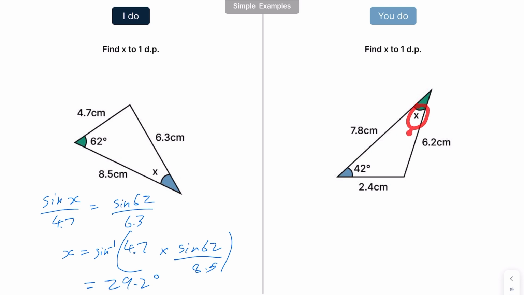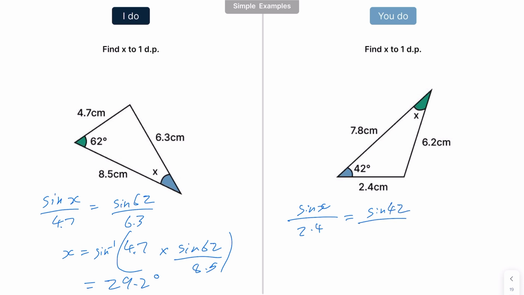So we are looking for x. Does x have a side opposite it? Yes, it does. So let's start there then. Since x is an angle, we are doing angle over side. Do we have another angle and a side? So yes, we do. So let's use that.